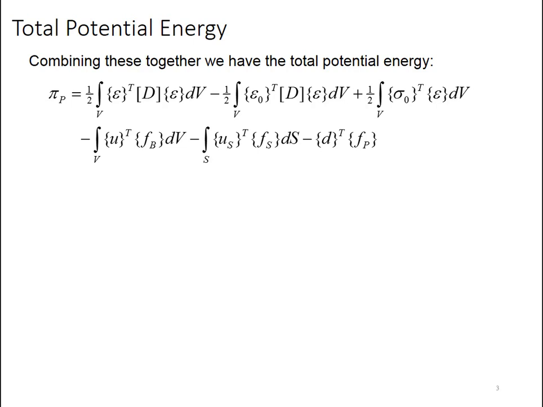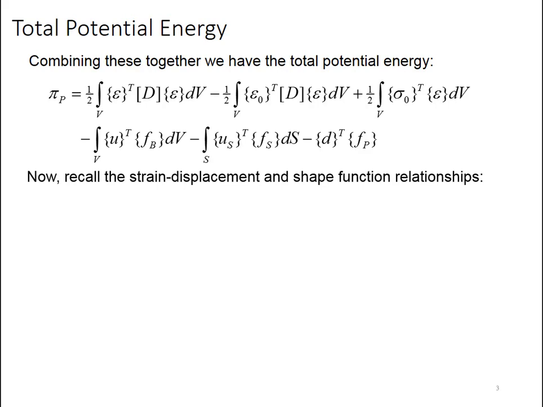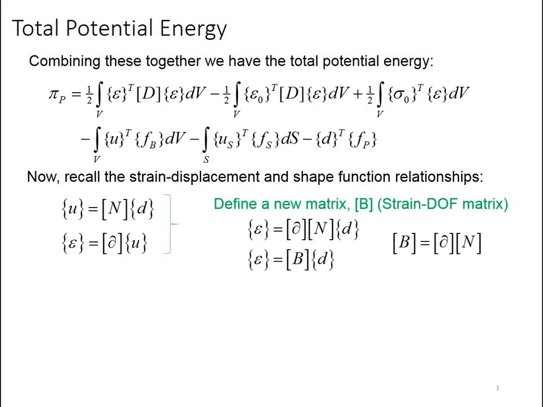freedom so that I can apply the technique we saw earlier and get a system of equations involving the degrees of freedom. So let's go back and recall the strain displacement and shape function relationships. The shape function relationship says that I can define my distributed displacement field U in terms of my nodal degrees of freedom through a matrix called N, the shape function matrix. And the strain displacement relationship says that my strain is given to me by some differentiation of my displacements. If I put those together, strain is equal to this partial derivative matrix operator acting on my shape function matrix.